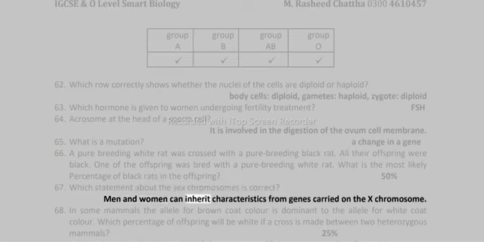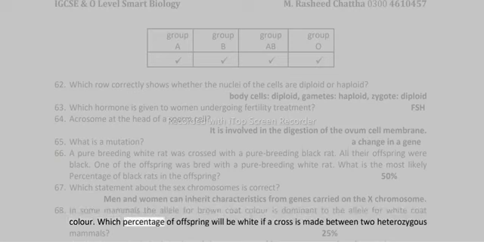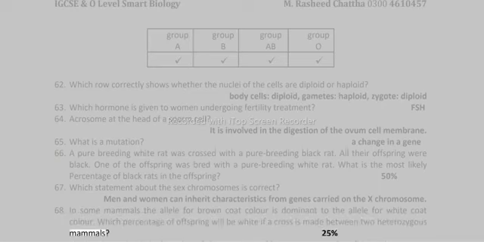67. Which statement about the sex chromosomes is correct? Men and women can inherit characteristics from genes carried on the X chromosome. 68. In some mammals the allele for brown coat color is dominant to the allele for white coat color. Which percentage of offspring will be white if a cross is made between two heterozygous mammals? 25%.